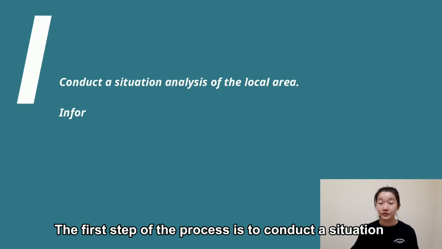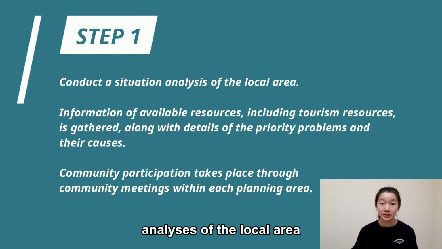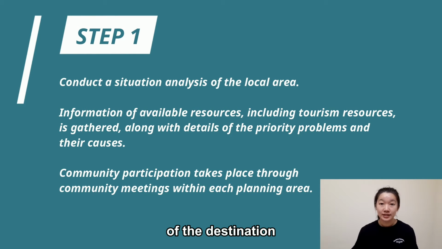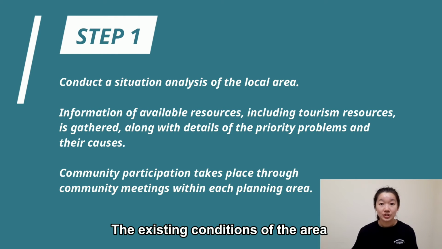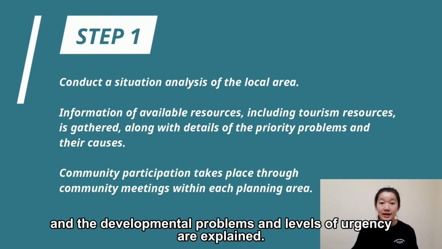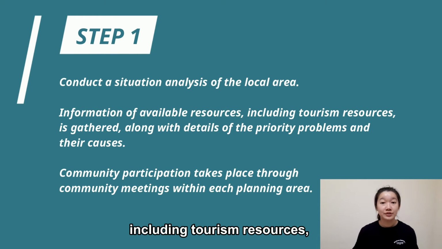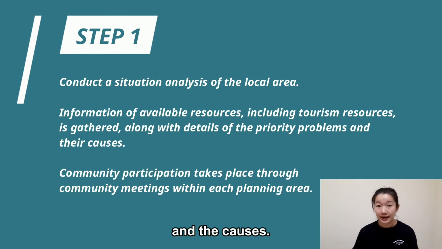The first step of the process is to conduct a situation analysis of the local area. This includes a demand and supply side survey of the destination and is led by the local municipality. The existing conditions of the area are thereby highlighted, and the developmental problems and levels of urgency are explained. Information on available resources, including tourism resources, is gathered, along with details of the priority problems and their causes.